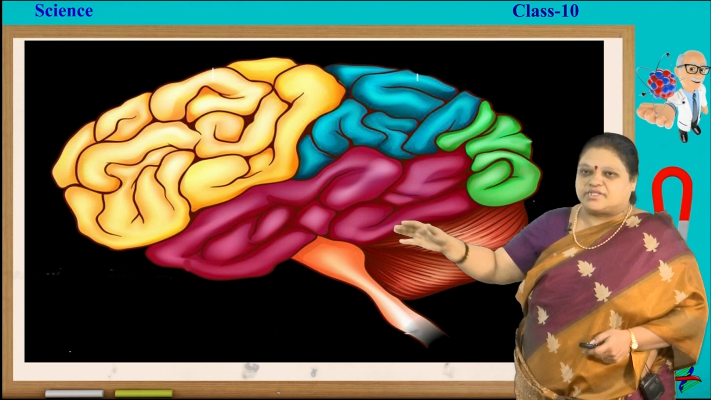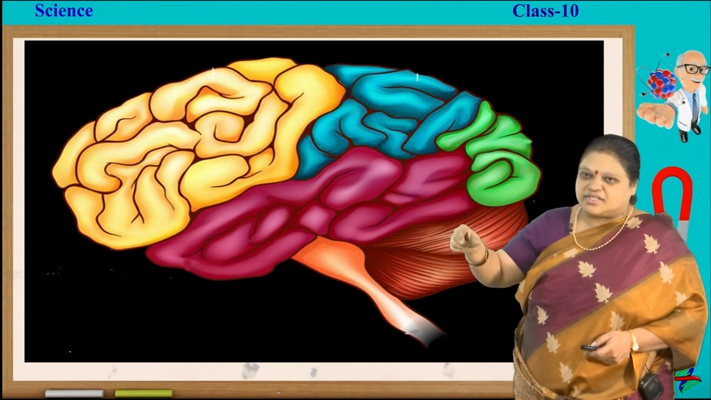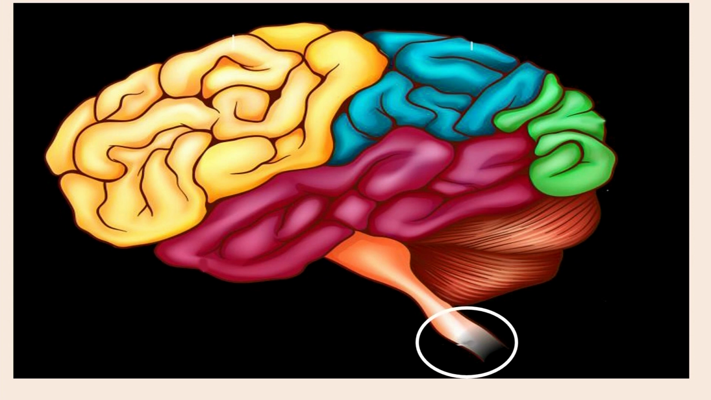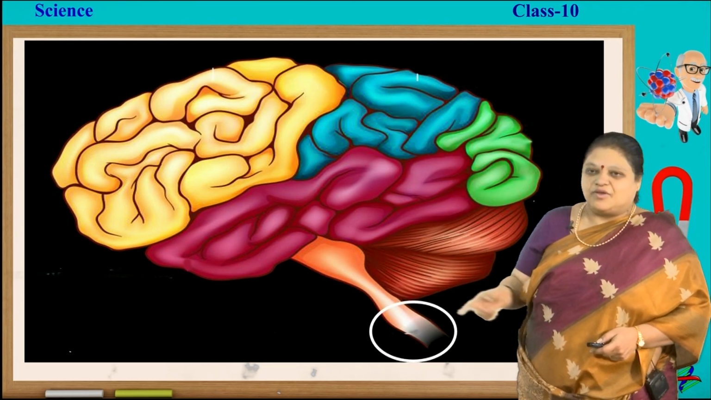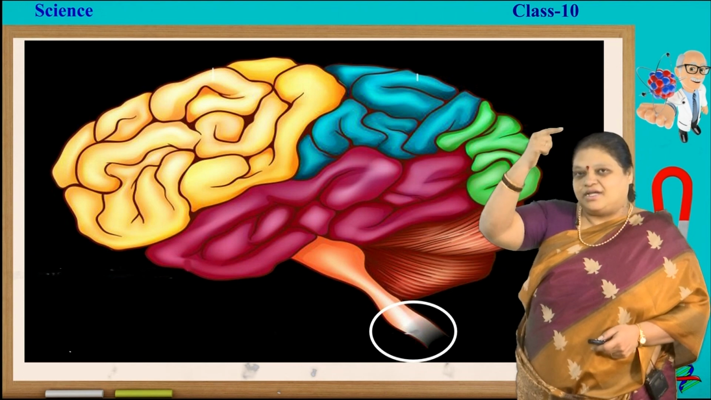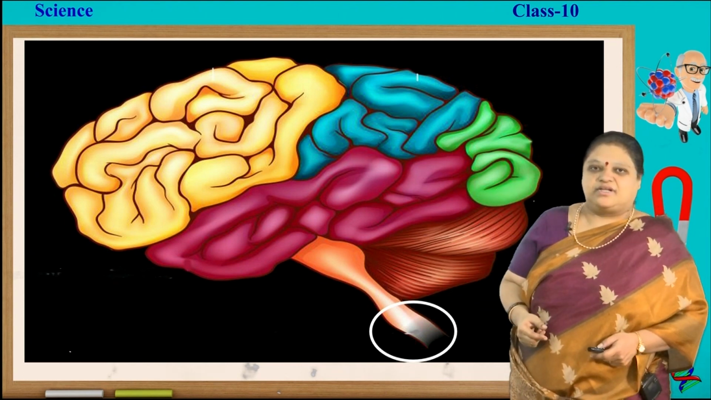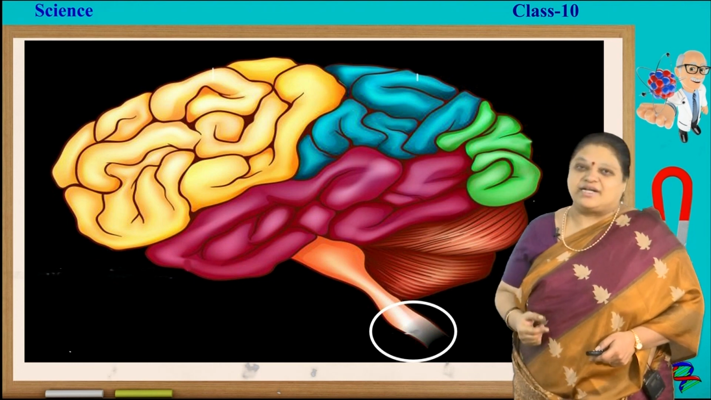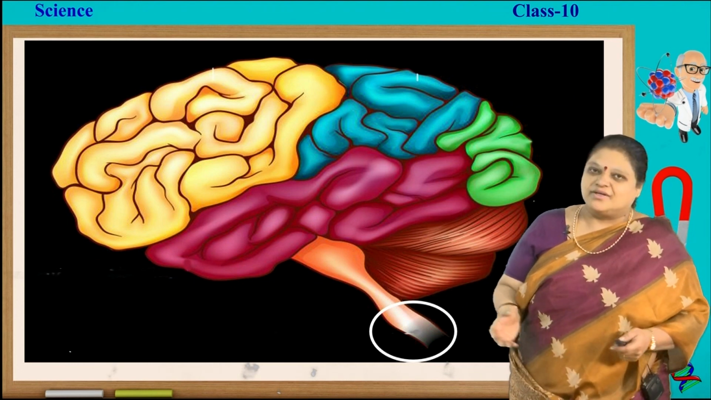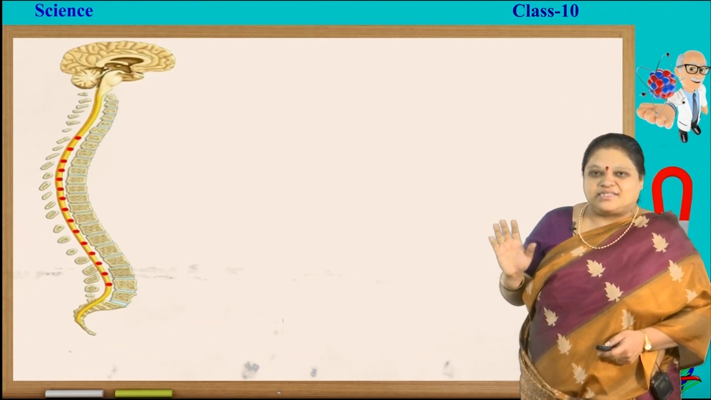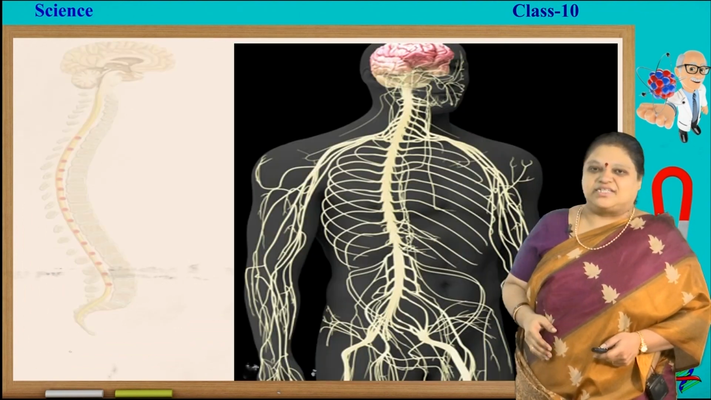Now, you know about the brain, you have studied. After the brain, a thin tubular structure that continues after the medulla oblongata, you call that the spinal cord. It continues throughout your back up to the last portion, and it is surrounded and protected by the vertebral column. Now, let us see once again the position of how it is present.